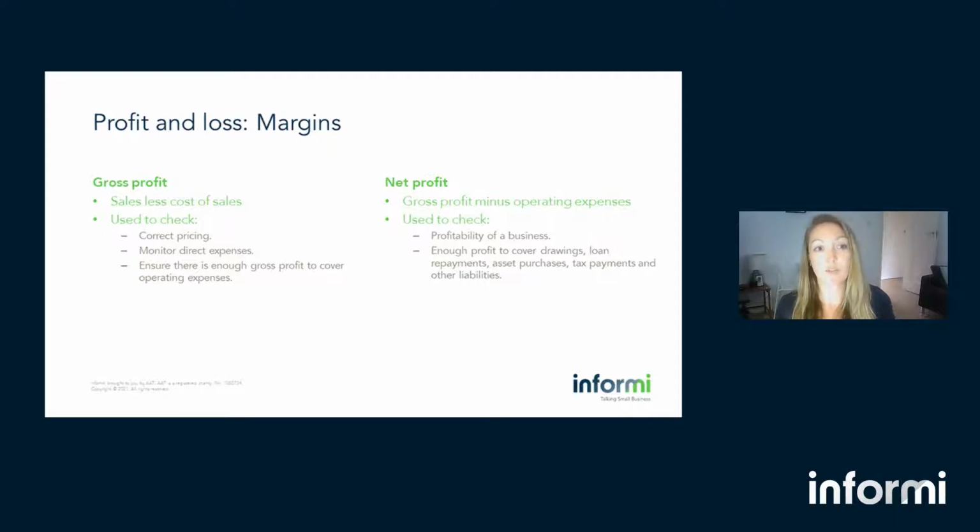Your gross profit margin is used to check that you've priced your service or your product correctly. It can be used to monitor your direct expenses and make sure that they are consistent and you're getting a good price and they are the correct price for the price that you're selling your product or service at. It can also ensure that there is enough gross profit to cover your operating expenses.